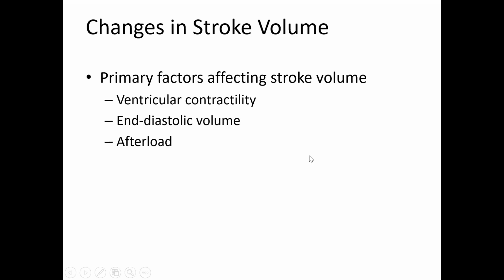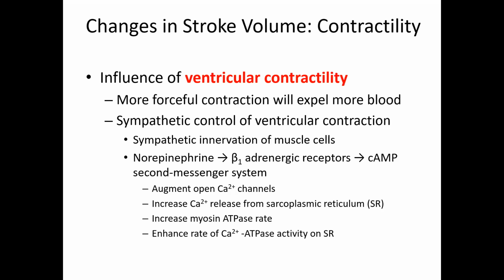And then the third factor here is afterload. And afterload is this idea that we've got resistance in our distal vasculature. So if we've got a lot of resistance, if there's high pressures in our arteries, then it's going to be a harder, a higher force for the blood that's leaving the ventricle to overcome. And so if we have a high afterload, we're going to have a decreased stroke volume because the blood that's leaving the ventricle has to overcome the force or the pressure or the resistance that's in those distal arteries.